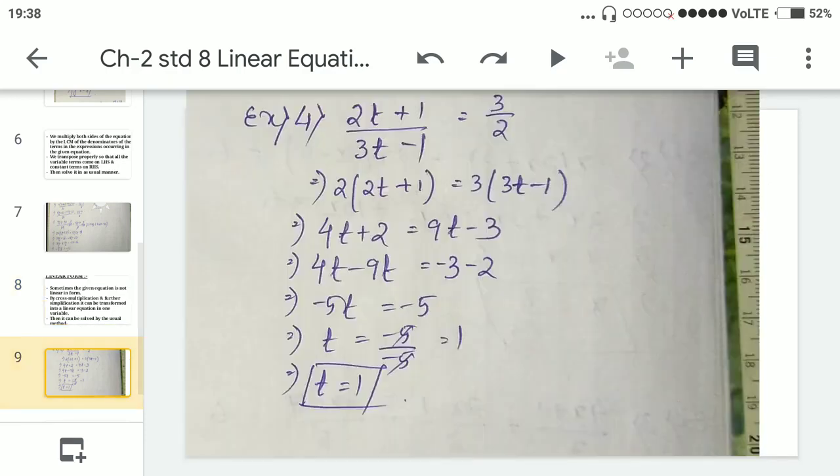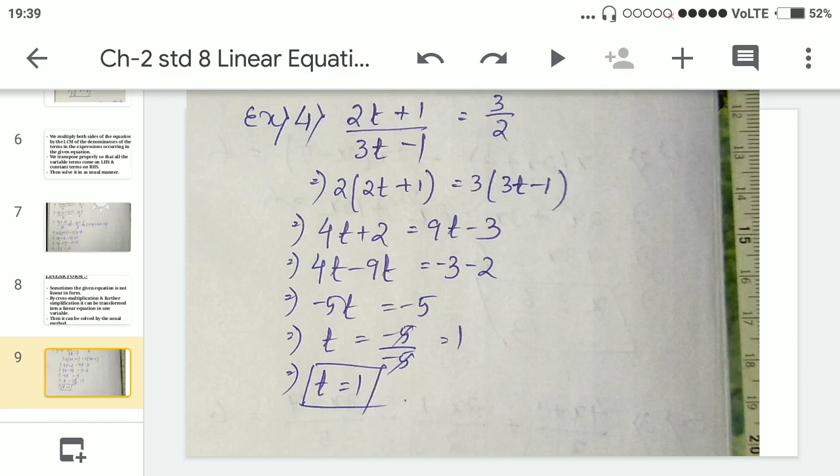So let's see the example here. 2t plus 1 divided by 3t minus 1 equals 3 by 2. So here 3t minus 1 is present in the denominator part. That means t has the power of minus 1. Okay, so we can do the cross multiplication. That means the numerator of one fraction will be multiplied with the denominator of the other fraction present on the right hand side. So 2 into 2t plus 1 and 3 into 3t minus 1.